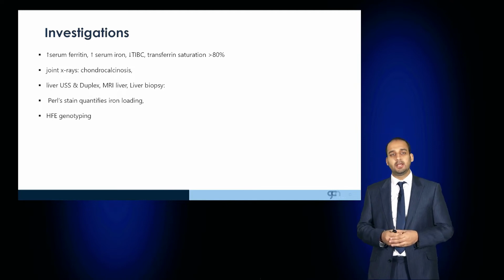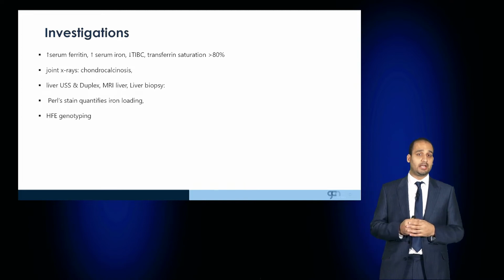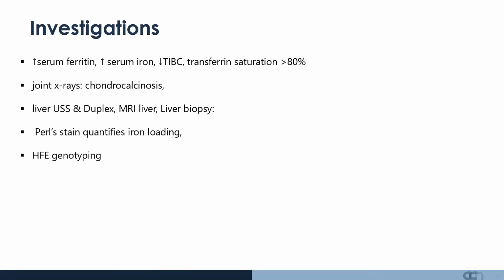In the joints, on x-rays, you may see chondrocalcinosis, and the liver ultrasound duplex and MRI as well as liver biopsy would show the deposition of iron in the tissue. Pearl stain quantifies iron loading, and the patient would require HFE genotyping to determine the abnormality in the gene.